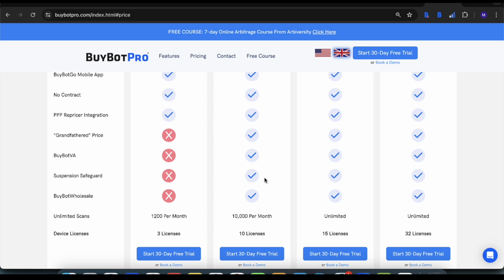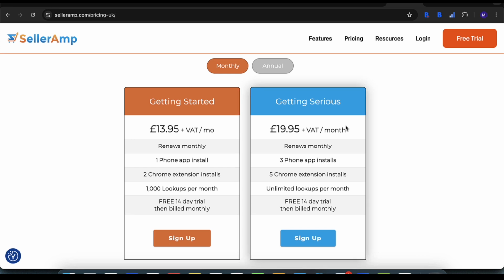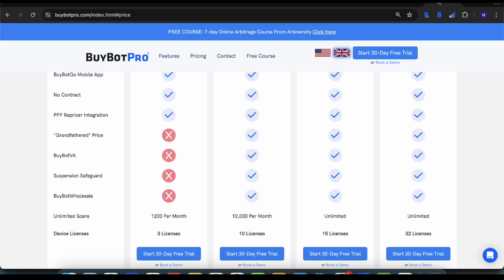It's like a cool little add-on to BuyBotPro, like taking out insurance, and you always want to make sure that you take out insurance beforehand, so you've got it as a fail-safe, a fallback, a plan B. So yeah, that's really cool. SellerAmp don't have anything like that. There's nothing more to that really. It's just what it is.